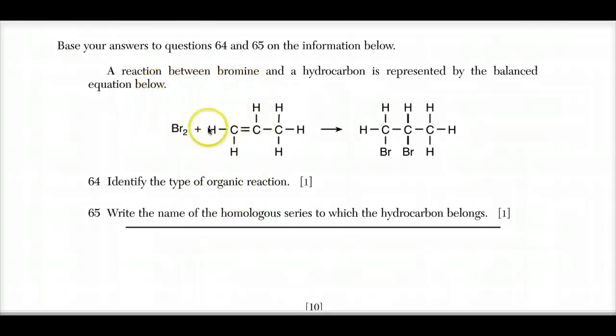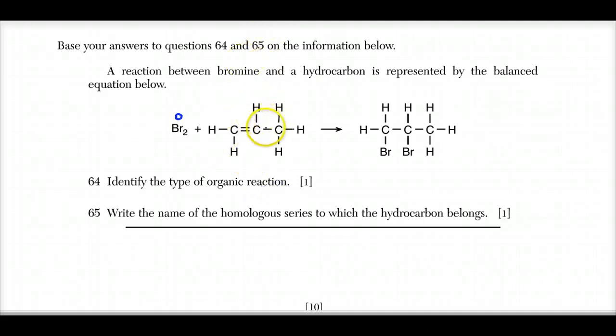A reaction between bromine and a hydrocarbon is represented by the balanced equation below. Identify the type of organic reaction. Well, a couple of different things you could say. First and foremost, I can see a standalone element. That would scream to me a redox reaction. So you could say redox. Now, I'm not sure if they would accept redox here because they want the organic reaction. So it screams to me redox, but I'm going to try to answer this question by the organic naming.